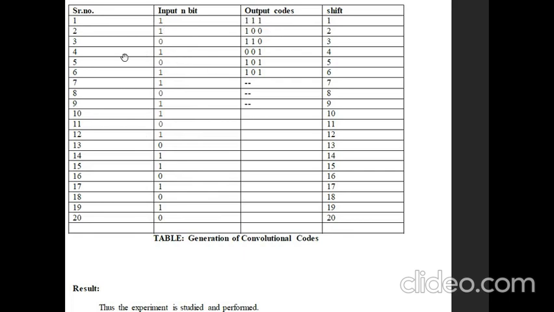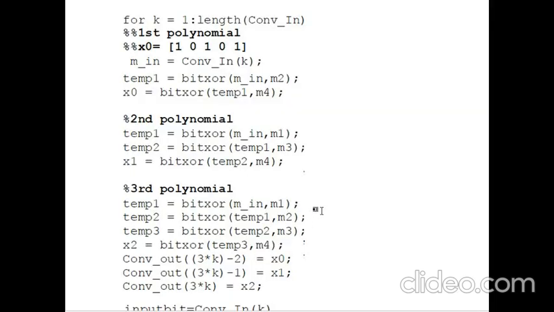ठीक है. So in this table we are showing the value of k. It is the value of k which is the serial number. ठीक है. And output, these two things will be displayed in the command window, that is 1 to 20 and this output code, that is 111 100 110 001 101 and 10 and so on. So it will show all the outputs of the input bit applied at the input of convolutional encoder. So it is the experiment of convolutional encoder.